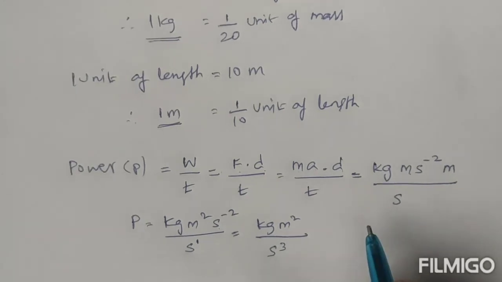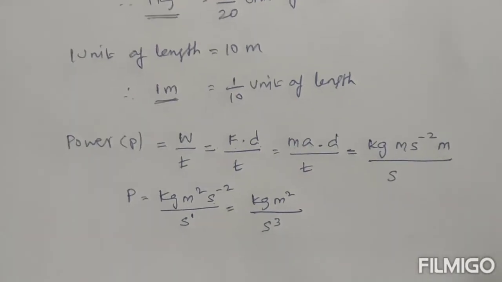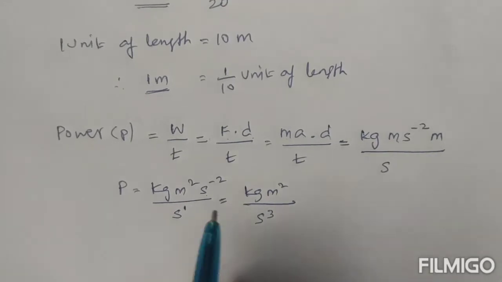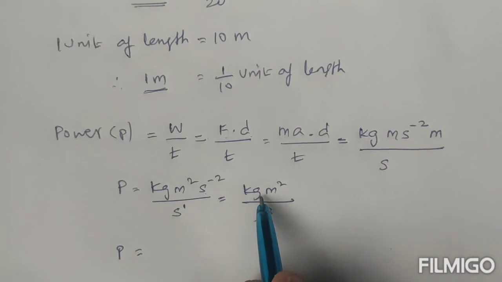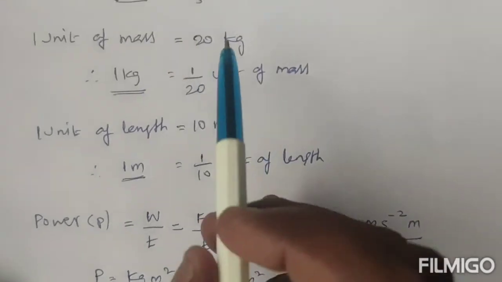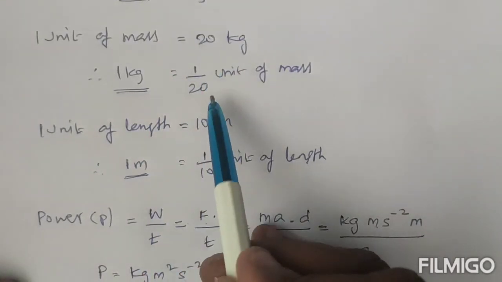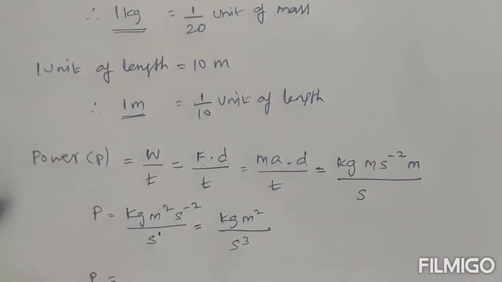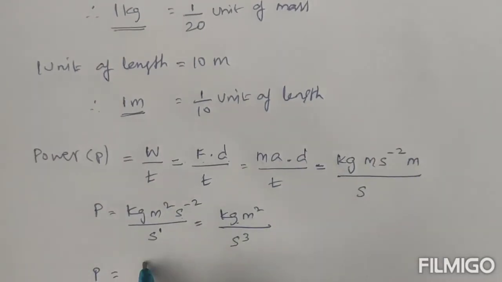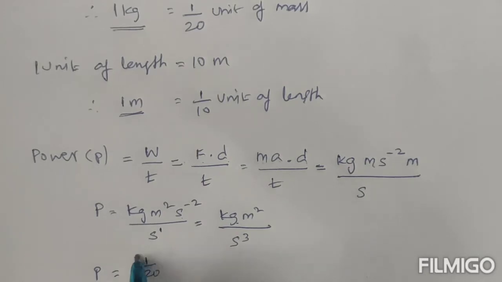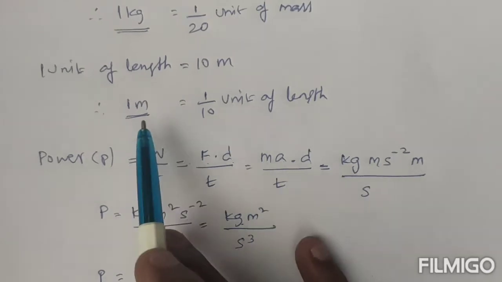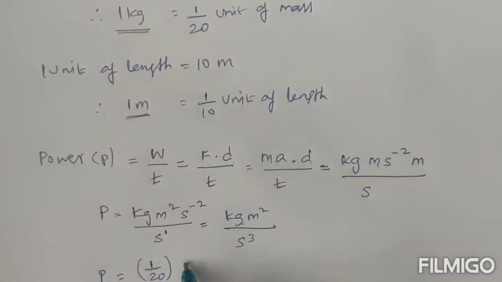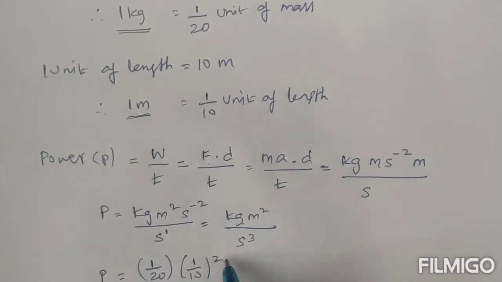Now just by replacing these values we can get the answer easily. Therefore the power is equal to kilogram. You know 1 kilogram is nothing but 1 by 20 unit of mass. Next, meter. 1 meter is 1 by 10. So meter square is 1 by 10 square.